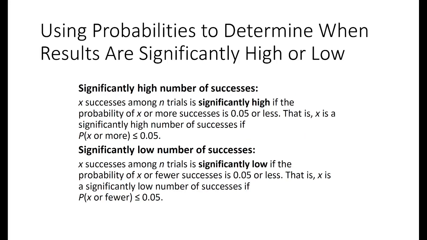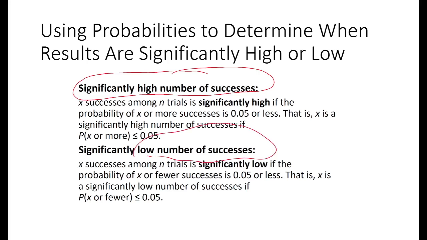For the number of successes, x or more successes is significantly high if the probability of x or more is less than or equal to 0.05, which is 5%, and it's significantly low if the probability of x or fewer is less than or equal to 0.05. We are going to use these rules while solving problems.